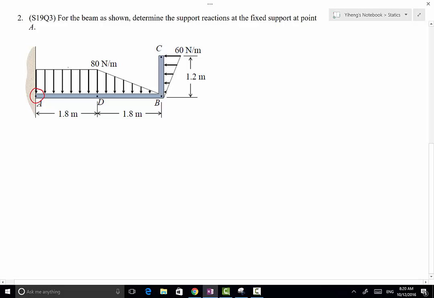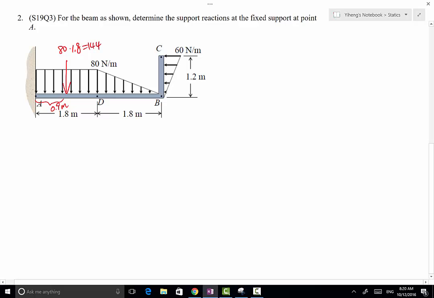So for the first region, we have a uniform load. Therefore, the concentrated force is right here at the center. The location is going to be 0.9 meter from point A. And the magnitude will be 80 multiplied by 1.8, which equals 144 Newton.